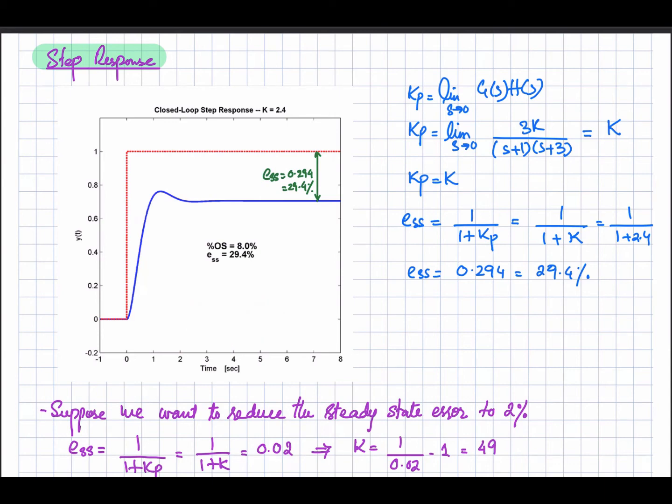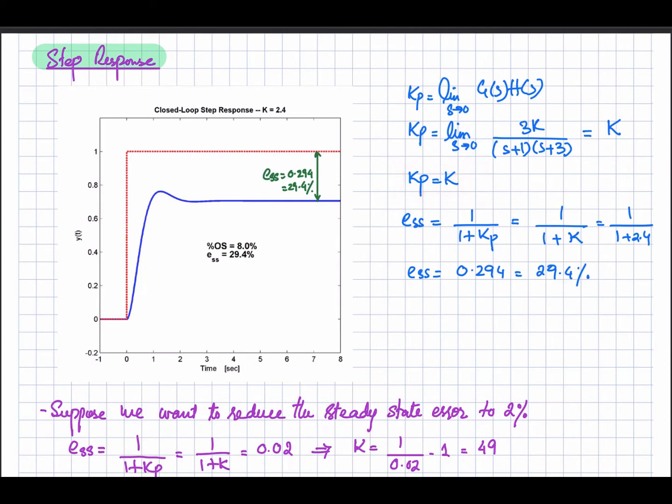Okay, now let's calculate the steady state error. For that we are going to calculate the static position error constant. That is defined as the limit as s approaches 0 applied over the open loop transfer function. Our open loop transfer function is this one. If we apply this limit, this will become 0. So 3k divided by 3 gives you k. So our static position error constant is equal to k, where k is the gain, right?